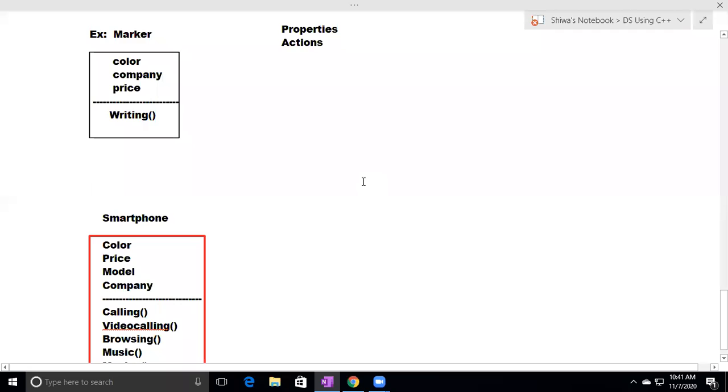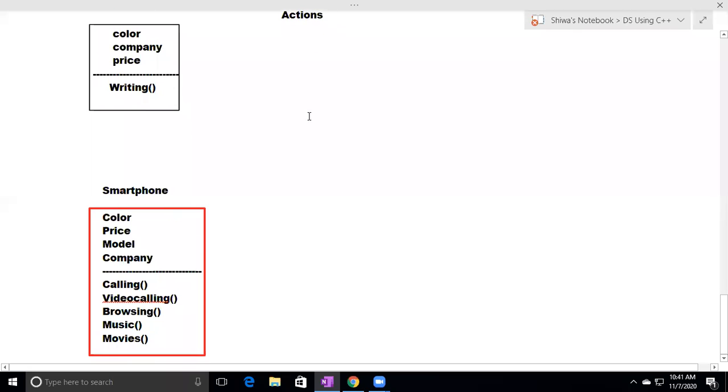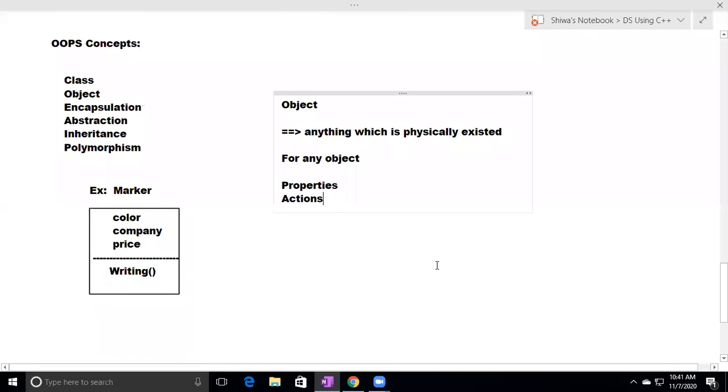So to create such types of objects, I want to create the objects like this. These are the properties, and these are the actions. To perform the actions in C++, we define methods. Each method we are defining to perform particular actions. So those actions I'm calling as methods.